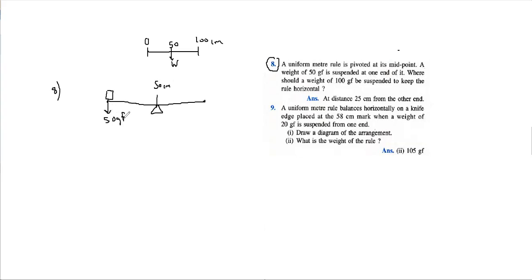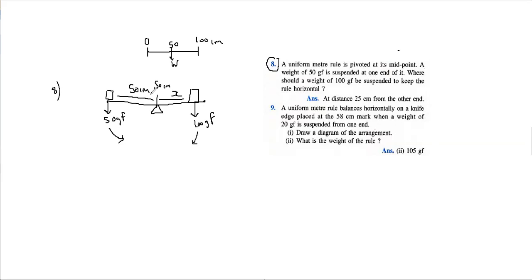Weight will always exert force in the downward direction. It is suspended at one end of it. Where should a weight of 100 GF be suspended to keep the rule horizontal? So this weight will take it in the anti-clockwise direction. The question says, where should we place the weight of 100 GF? The 100 GF will try to take it clockwise. So we have to find this distance. Because this is at one end, we know this distance is 50 centimeter.